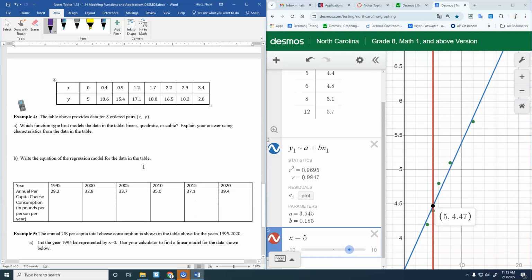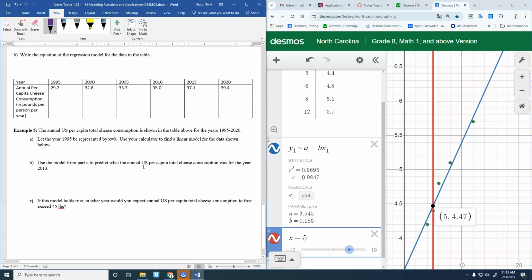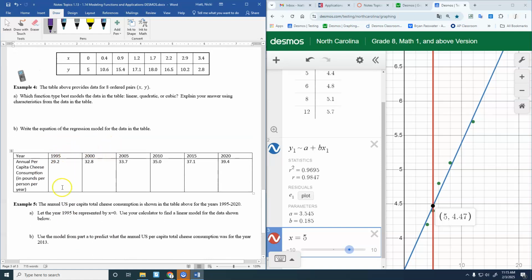Okay. Now let me see. We've got 2 of these, and we're not going to have time to do both of them. Let's do 5. Okay, we're going to skip 4. All right. So, this has something special that I want you to see.